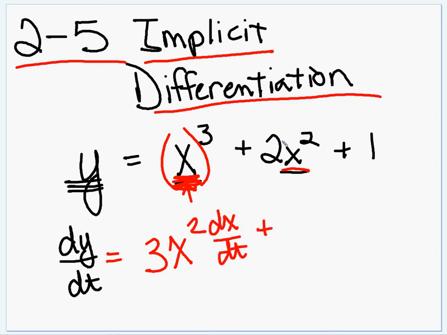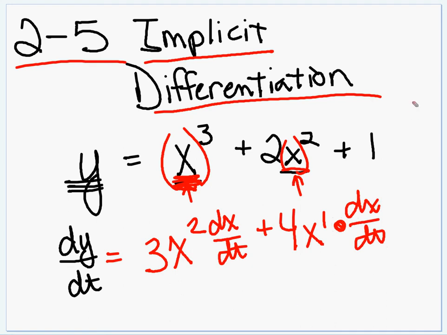And let's derive the next term, 2x squared. Well, that will bring down the 2. We'll multiply that 2 and it becomes a 4, x to the first. But again, x is the inner function. And since we're deriving with respect to t, we're going to chain rule a times dx dt.